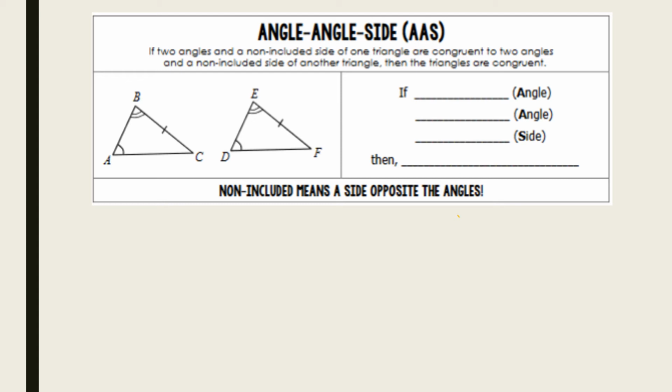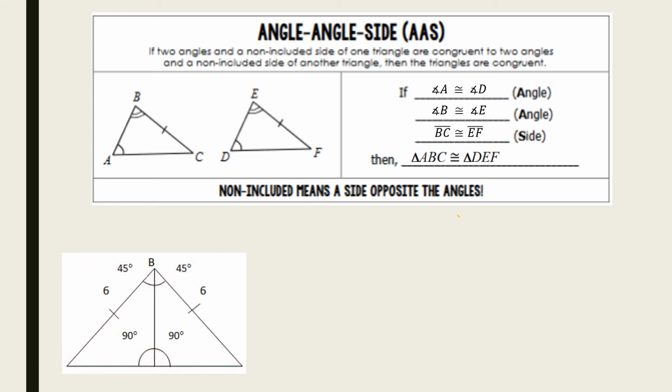So angle, side says if angle A equals angle D and angle B equals angle E and BC equals EF, then the entire triangles are congruent. Well, let's look. So here we go. We have got missing side information. However, it's actually not missing. It's hidden. There's a difference, remember, between hidden information and missing information. So this is a hidden reflexive side right here.